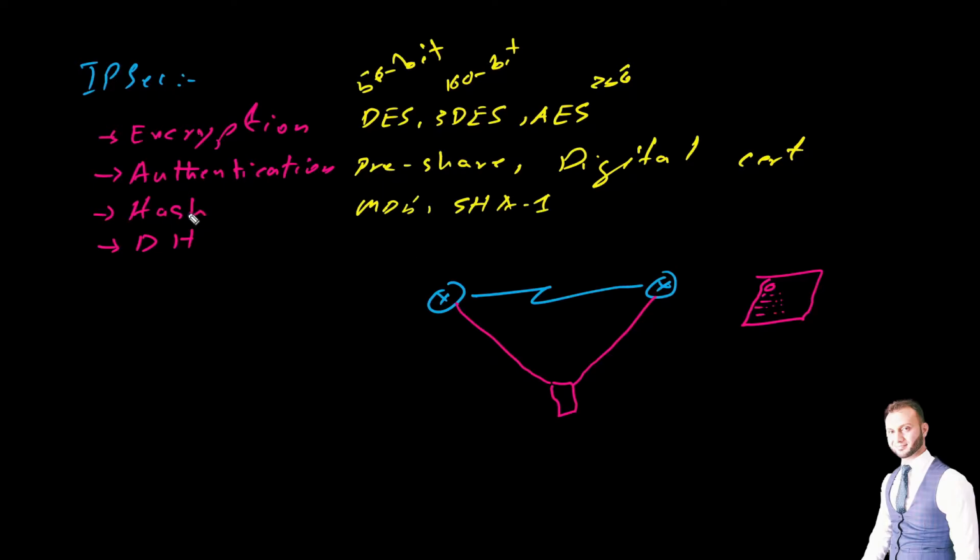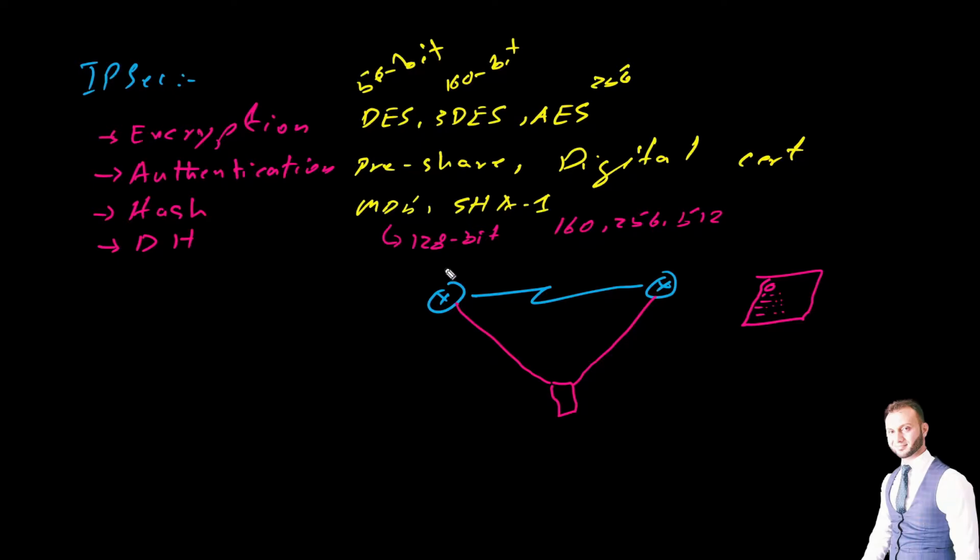And we have hashing being another component of IPsec, which is basically used for the purpose of integrity. We have MD5, Message Digest 5, being the first one, which uses a 128-bit key length. And we have SHA-1, which uses 160-bit. However, we also have other flavors of SHA, which use 256 and SHA-512.